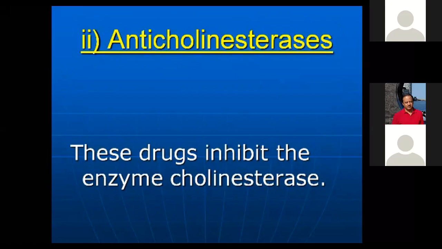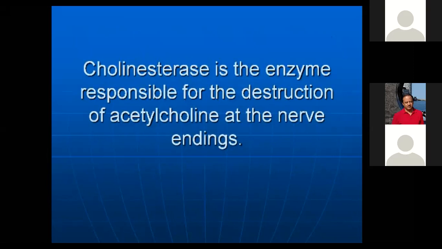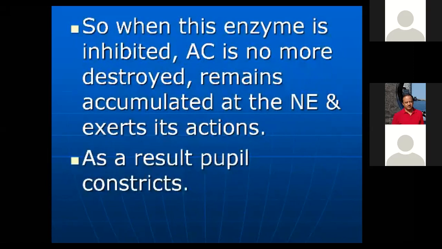Now, among the anticholinesterases, these drugs inhibit the enzyme cholinesterase. I'm sure you must know the mode of action of the cholinesterase enzyme. It is the enzyme which is responsible for the destruction of acetylcholine at the nerve endings. So when this enzyme is inhibited, acetylcholine is no more destroyed. It remains accumulated at the nerve endings and then it exerts its actions. So when acetylcholine exerts its action, it causes constriction of the pupil, that is miosis.